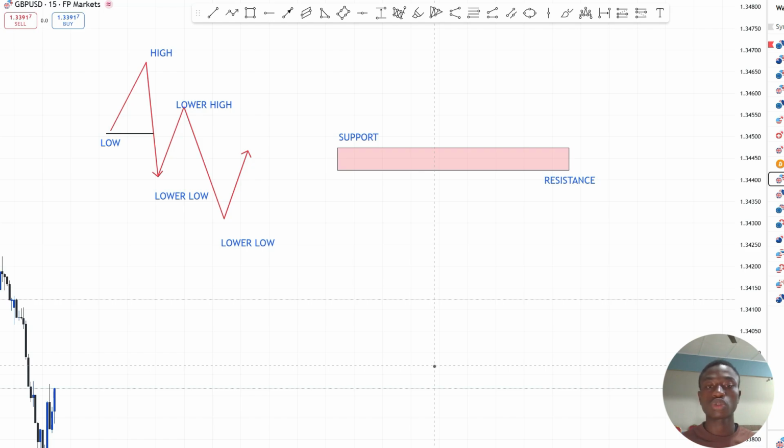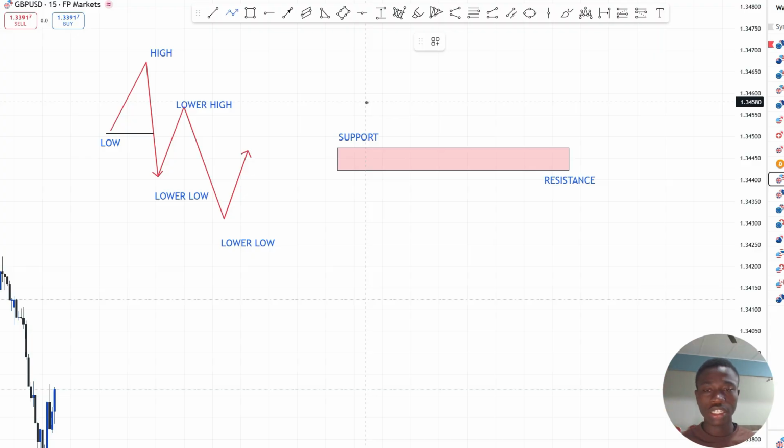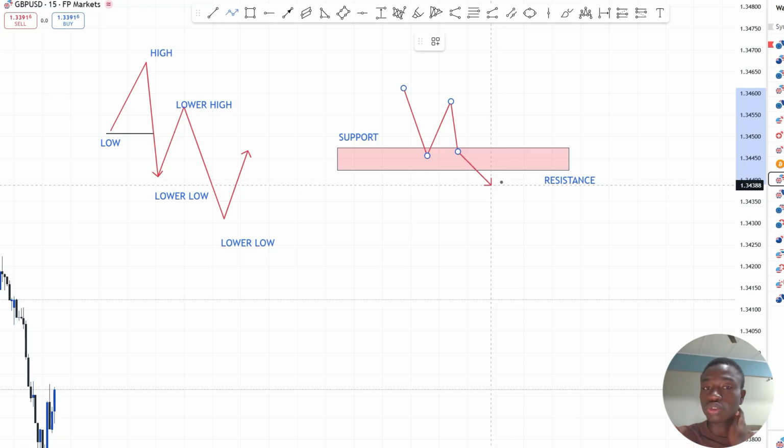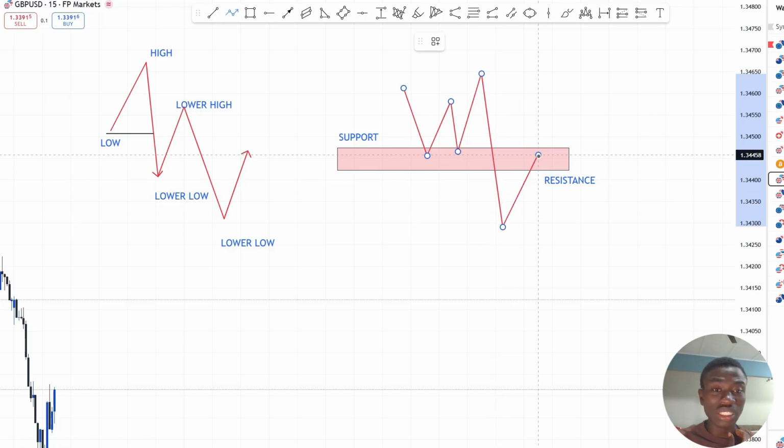Okay, so now let me explain to you what I mean by support turned resistance. We always know that when there is a level below a price level where price refuses to break further, it's always a support level. So like this, you see price is above this region and it is failing to break this region, so it becomes a support level. Then the moment it breaks and retests, that same support level becomes a resistance.